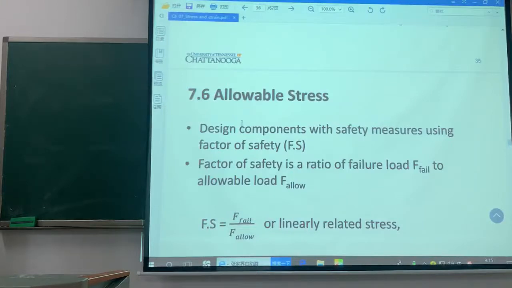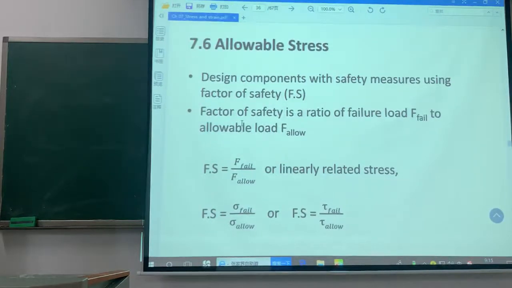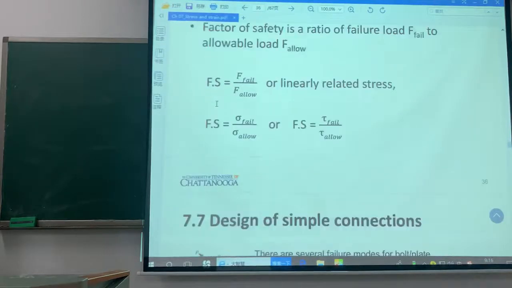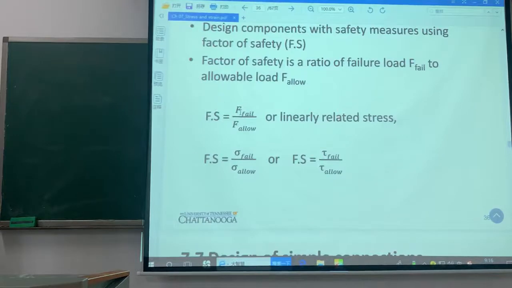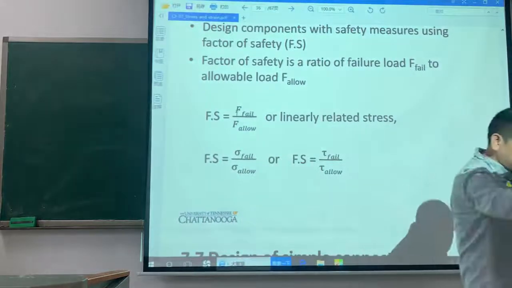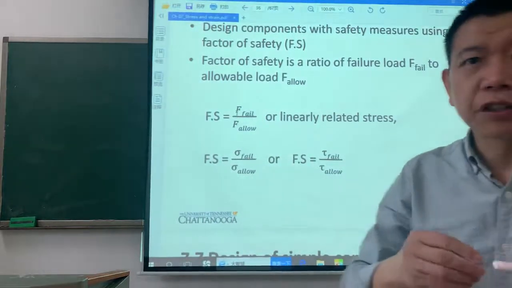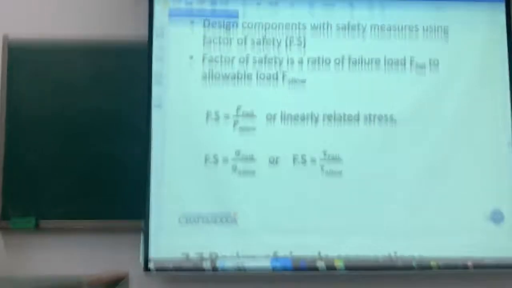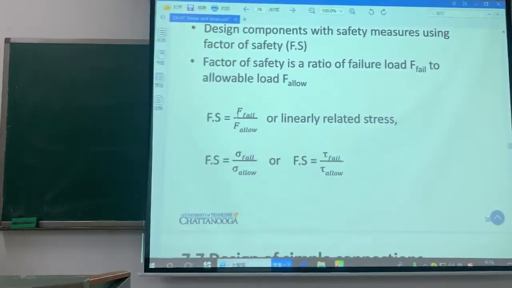At last, I want to introduce the allowable stress. It's an important concept: design components with a safety measure using a factor of safety. What is allowable stress? Suppose the rod is chalk, and when the loading is 10 Newton, it will be broken. Then you need the pin working at 10 Newton.